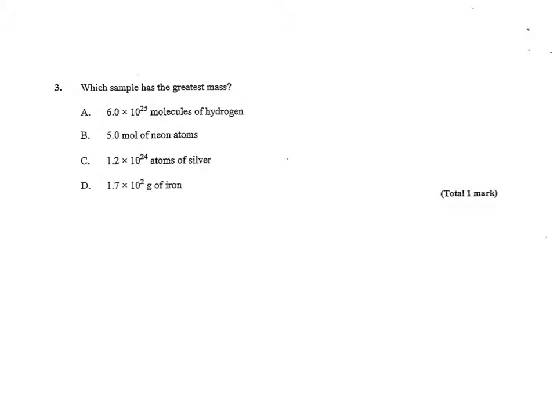Number 3 wants to know which sample has the greatest mass. So the last one is the easiest one because that's 170 grams of iron. So that one is easy to convert. The others all start as atoms or molecules. So you've got to convert them. Well, actually the B is moles, so that one's also fairly easy to convert. 5 moles of neon atoms. Neon, you look, it's 20 grams. So this is about 100 grams.